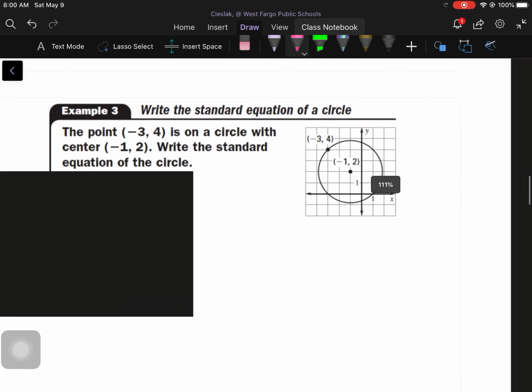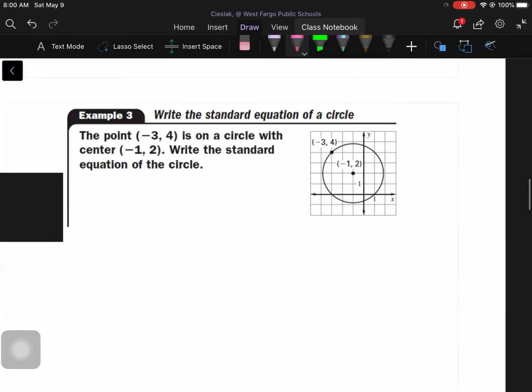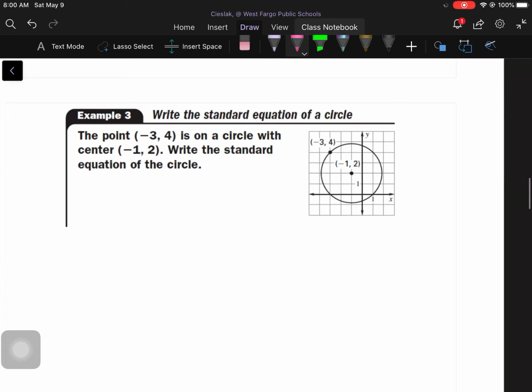Okay, so let's try another one here. This one is the more involved example because I don't give you a radius here. Now, you got to be careful. I'm telling you that this circle has a center at (negative 1, 2), and the point (negative 3, 4) is on the circle. So our goal is to figure out what this distance is. Since that's not a straight left or right or up or down direction, you can't count that. We're actually going to have to do some math to figure that out.